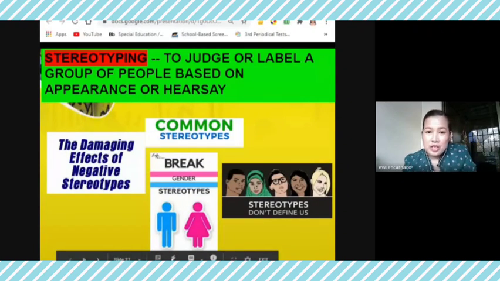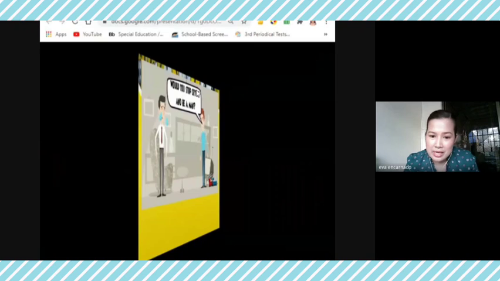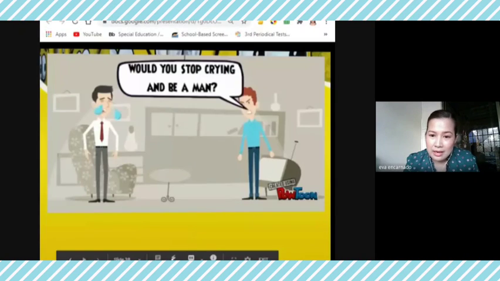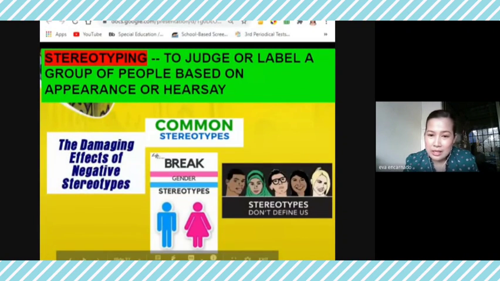Okay, sige. So, stereotyping, class, is you are judging or labeling a group of people based on appearance or hearsay. Ibig sabihin, dahil lang in general, yun ang tingin sa kanila. So, the expectation is high, probably, or minsan, you hurt feelings of others. There are damaging effects of negative stereotypes and there are also damaging effects kahit positive pa yung stereotypes na yan.